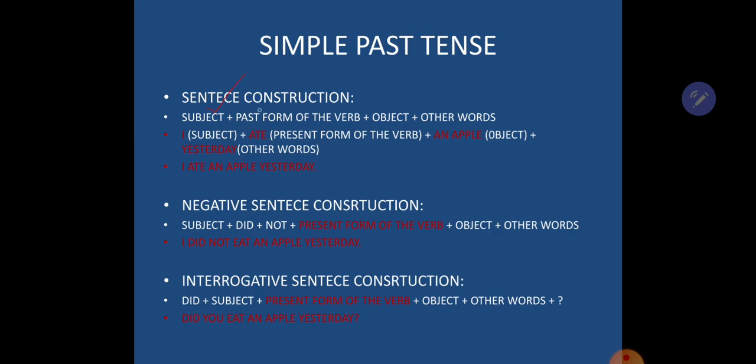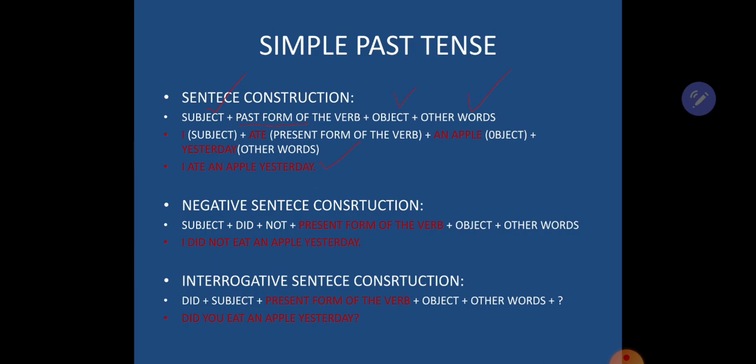Subject, but in simple present tense we used the present form. Here we are going to use the past form of the verb, then object and then other words. For example, I ate an apple yesterday. So I is the subject, ate is the past form of the verb, an apple is the object, and yesterday shows the past time. So I ate an apple is a simple past tense sentence.